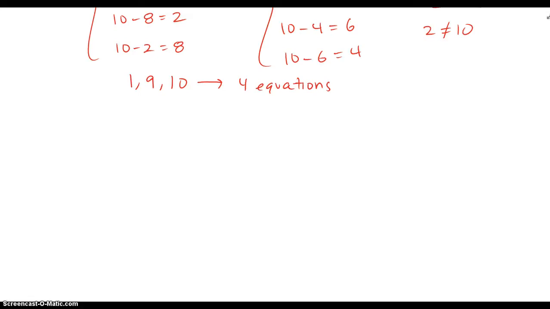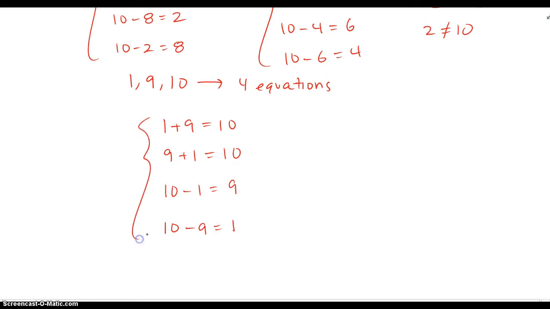Okay, so hopefully you paused, and now you're going to check your answers. You can have an equation 1 plus 9 equals 10, 9 plus 1 equals 10, 10 minus 1 equals 9, and 10 minus 9 equals 1. The order is not important, just make sure that you have the same exact 4 equations. So if you put this line first, that would be okay. It would not be marked incorrect.